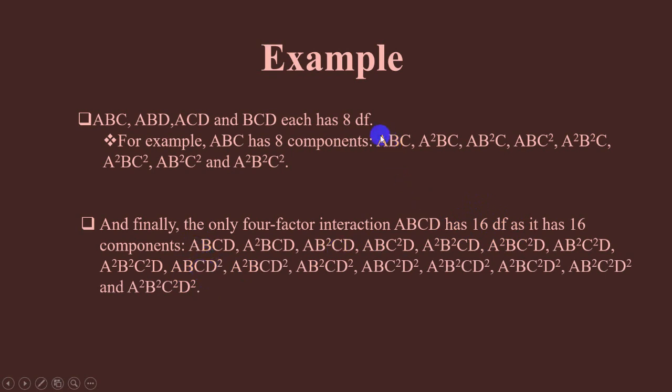We already have 8 3 factor interactions here. First you multiply these 8 3 factor interactions with D, you will get the first 8, and then you multiply these 3 factor interactions with D square, you will get the next 8. So this way you will get 16 components of the 4 factor interaction ABCD.